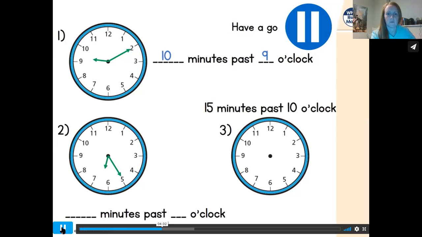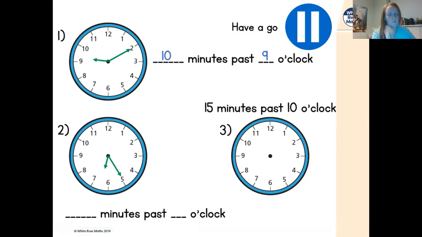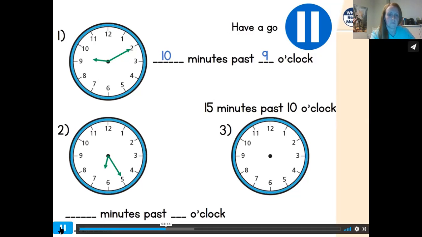Number 2, the minute hand is pointing to 5, so we're going to have to do 5 times 5, because each interval is 5 minutes. So we can see we're working with multiples of 5, aren't we? When the minute hand is pointing to the 5, we're going to do 5 times 5, so it's 25 minutes past 6 o'clock there. Okay, so again, starting at the 12, 5, 10, 15, 20, 25 minutes past 6 o'clock.